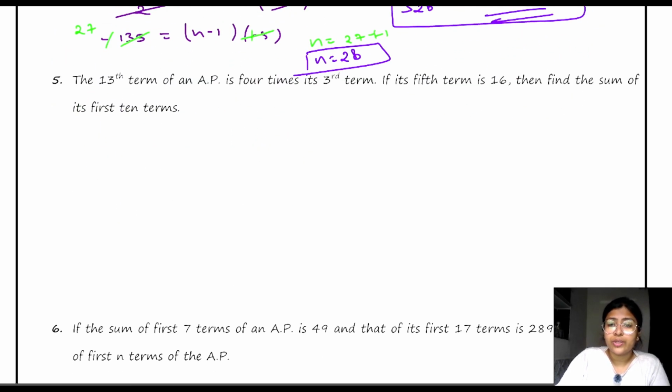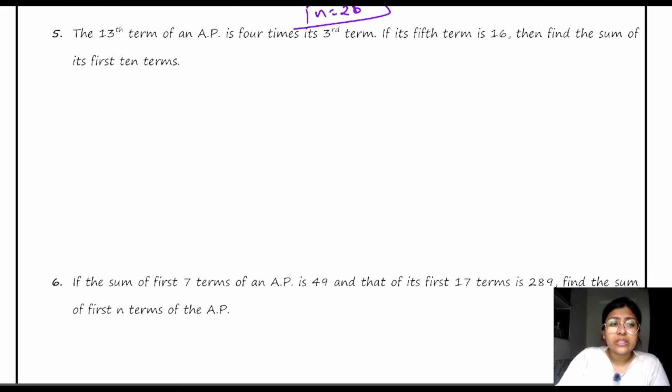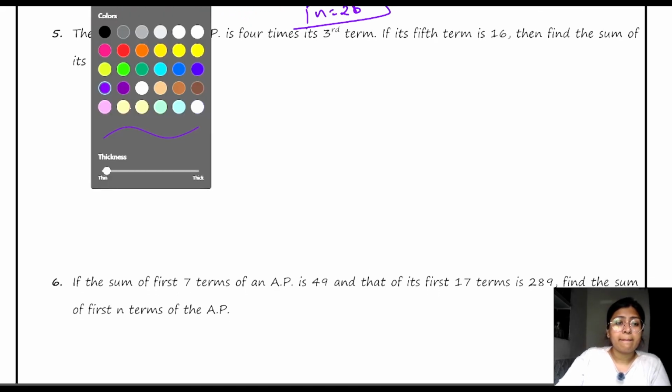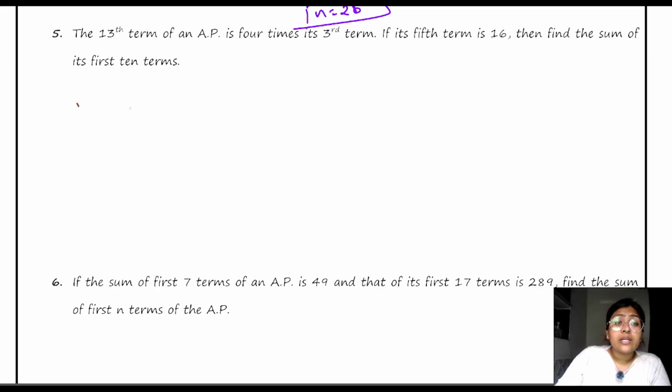No? Okay. Now the next question is, yes. The 13th term of an AP is 4 times the third term. Okay. The 13th term means A13. The 13th term of an AP is 4 times the third term, means A13 is equal to 4 into A3. Okay. If its fifth term is 16, means A5 is given as 16, means they have given us the relation between A and D, that is A plus 4D is equal to 16.